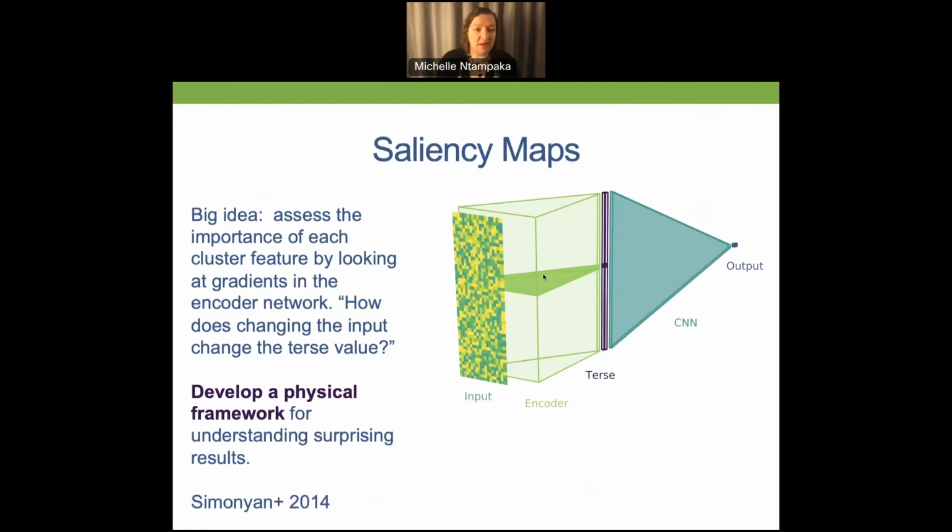So to summarize here, we talked about looking for physical understanding with ML, and here we used saliency maps that allowed us to assess the importance of each cluster feature by looking at gradients in the encoder network. Said another way, we're asking, how does changing the input change the Terse value? This allowed us to develop a physical framework for understanding surprising results, and ultimately led to the discovery of a new and previously unknown self-calibration mode.